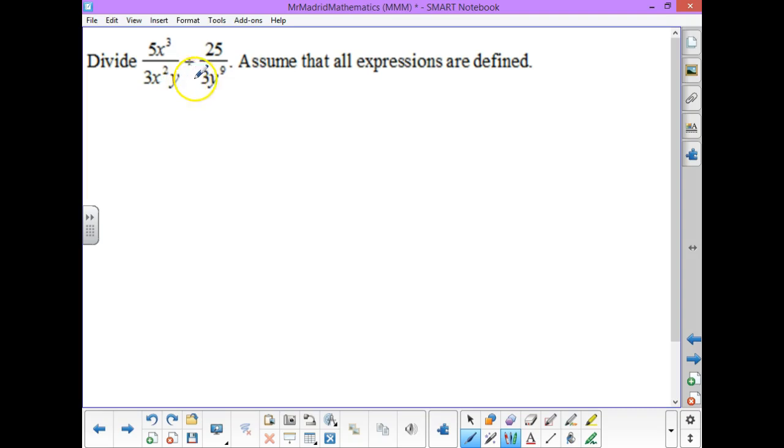Divide the following rational expressions, assume all expressions are defined. So they don't want you to necessarily focus on any exceptions, any undefined values or anything like that. Once again, they're being nice. So this is the same problem as the last one, except for an initial step. Let me describe that initial step.